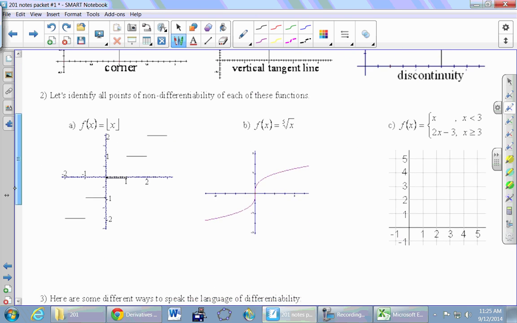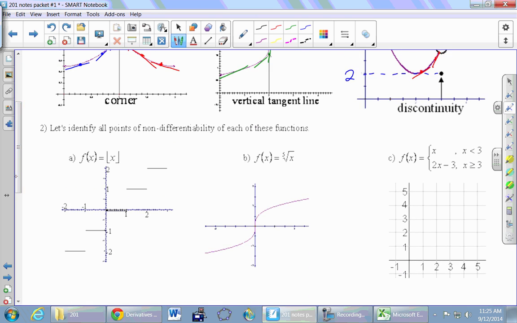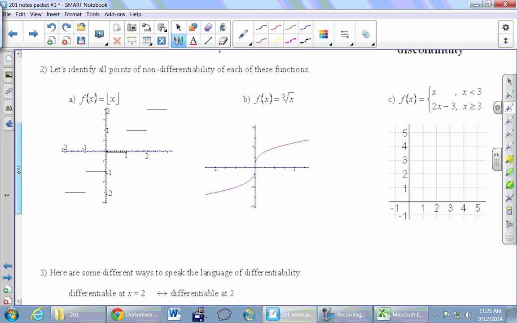So moving to number 2, it says let's identify all points of non-differentiability of these functions. So part A, anybody know the name of this function? It's notation that kind of looks like absolute value, but it's different. It's not a very common function, so it's okay if you don't know what it is. Anybody know what it is?